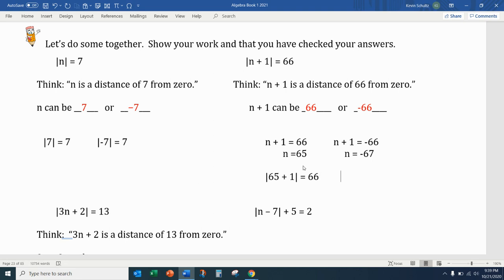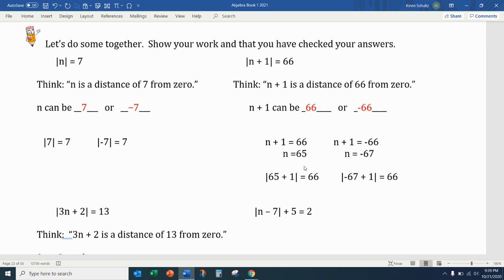Our other value for n was -67. So we plug that in, -67 for n, and we say, is -67 plus 1 a distance of 66 away from 0? Well, even though -67 plus 1 equals -66, how far is that away from 0? 66 numbers away from 0. So yes, n can be both 65 and -67, because when you add 1 to both of those values, your result is 66 away from 0.